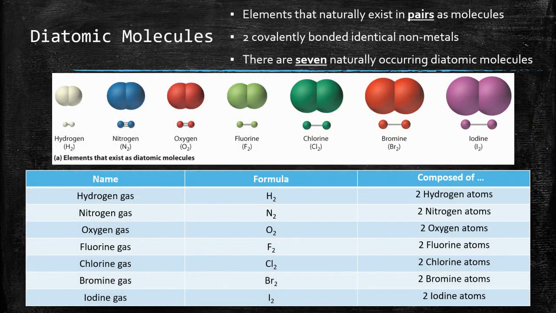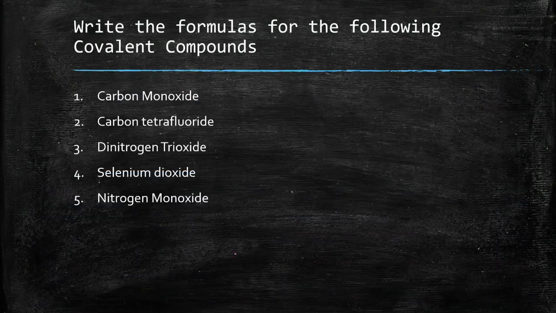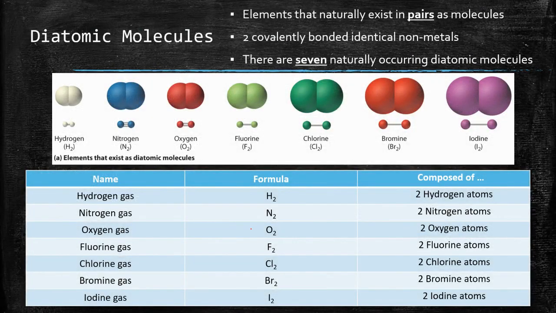All right. Finally, we're going to look at diatomic molecules. So you'll see that diatomic molecules exist naturally in pairs. They are 2 covalently bonded identical nonmetals, and there's 7 that you need to memorize. These 7 are naturally occurring in the atmosphere. They are hydrogen, nitrogen, oxygen, fluorine, chlorine, bromine, and iodine. So pause the video and fill in this chart here.